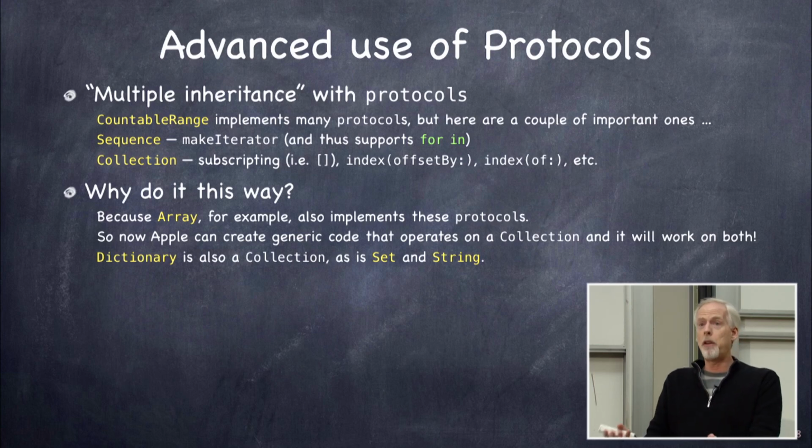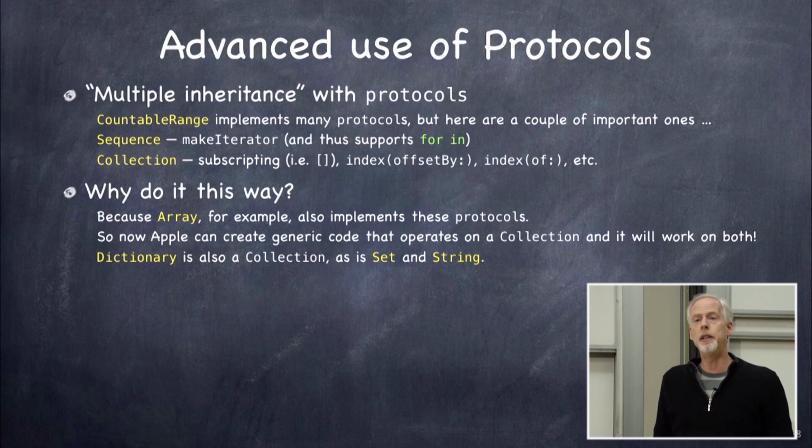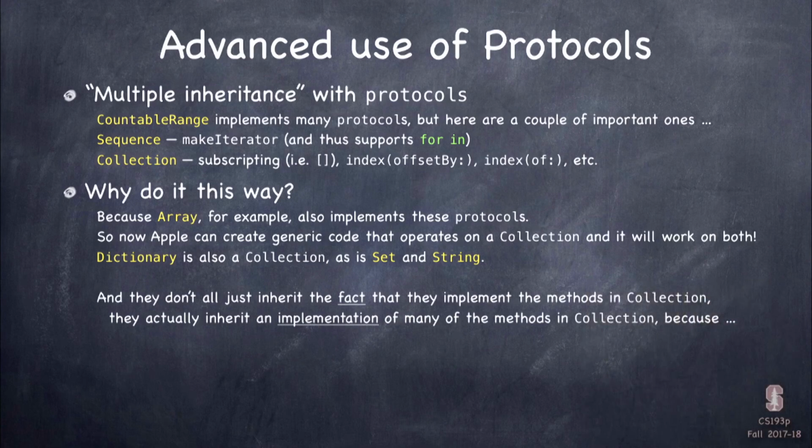I could even do index of on a countable range, not super valuable, but if the countable range wasn't of int, then it might be interesting to do index of to try and find where something is in the range. Okay? But there's a bigger and better reason why we do this. And that's because there's a little bit of magic, or not magic, but really good design implementation in Swift, which is that for protocols, it is possible to provide default implementations of methods. Okay? Default implementations of methods.